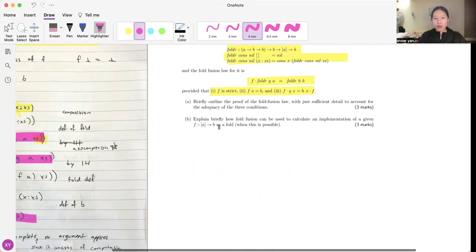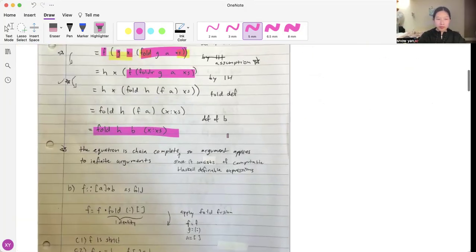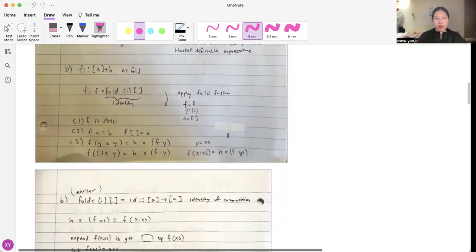Okay, moving on to part B. Explain briefly how fold fusion can be used to calculate an implementation of a given f of A of list to B as a fold when this is possible. Okay, so we're given such a thing and we want to write it in terms of fold. So the major takeaway here is that if we want to write something as a fold, we don't know what f is. So the only thing we can do is apply something that's already a fold to f, and then use the fold fusion law, right?